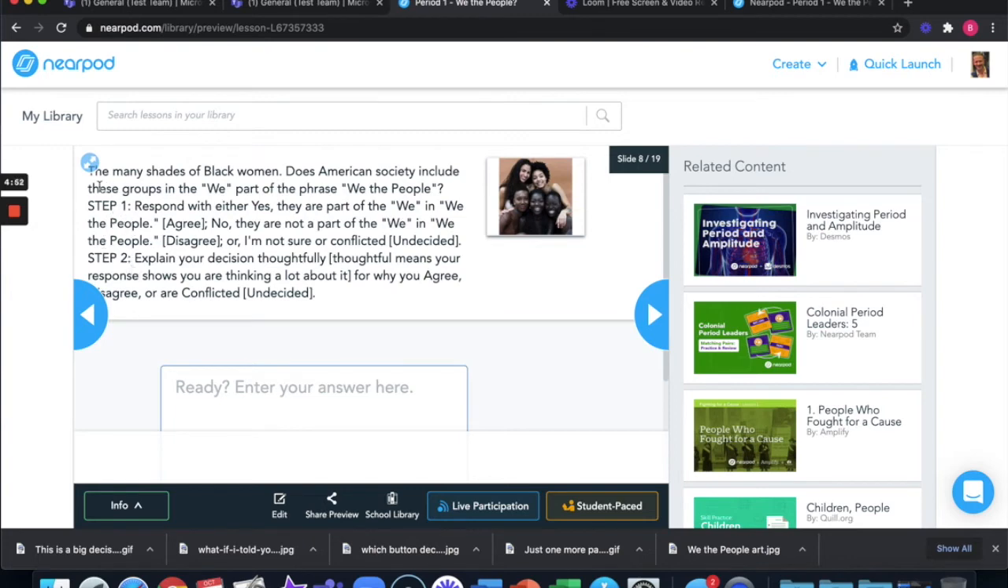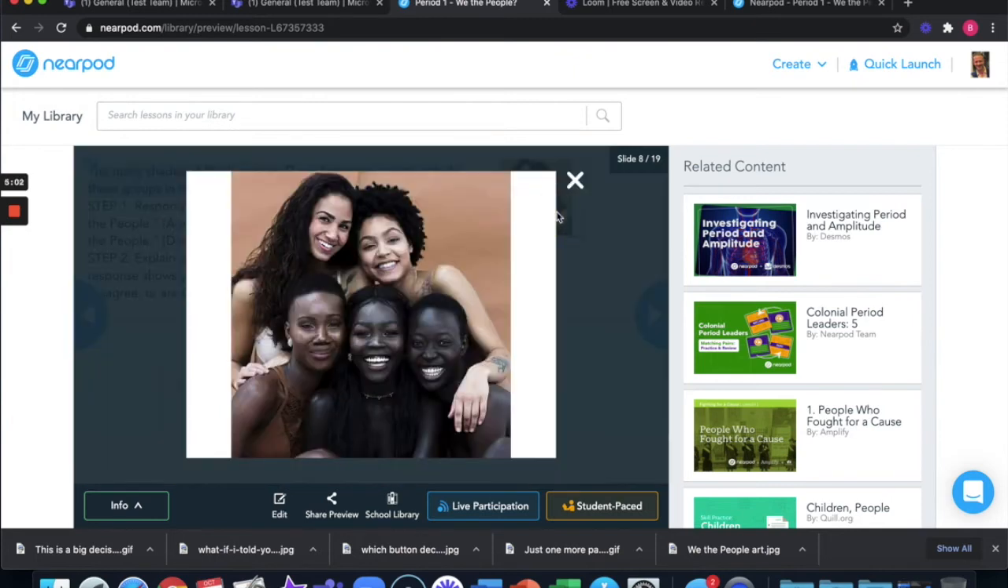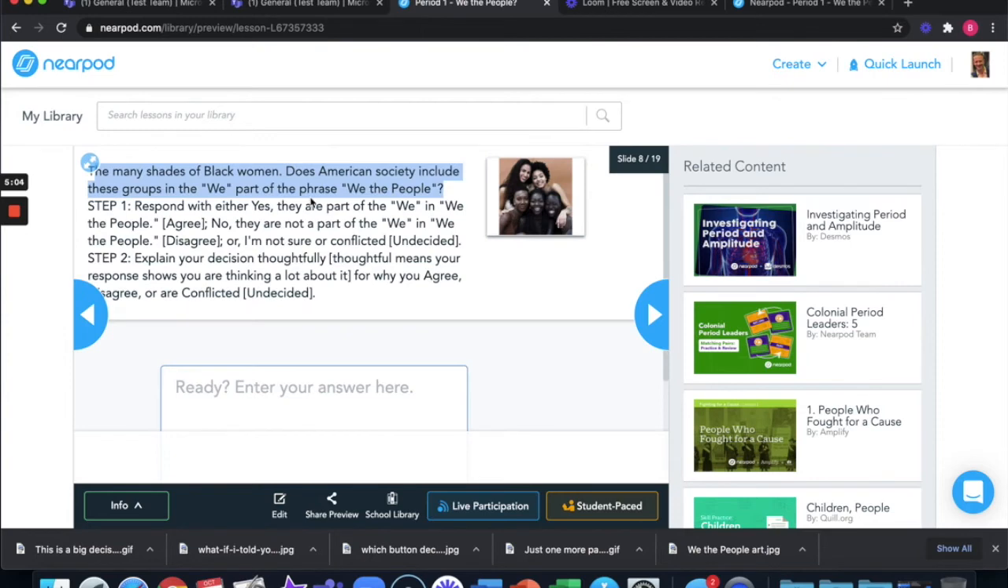So what I've done is I've given you information that gives you a little context of the image. So, this is an image of black women, and again, you could see it again. And what you're trying to decide is, does the group that I'm looking at in this picture, are they included in the phrase "we the people," or are they not, or am I undecided? All right? And again, it's not based on what you believe, it's based on the way American society reacts.